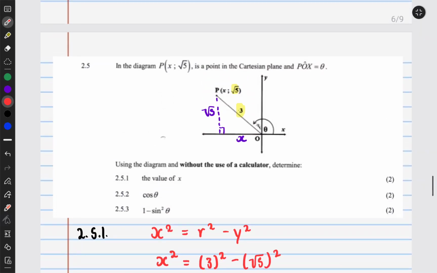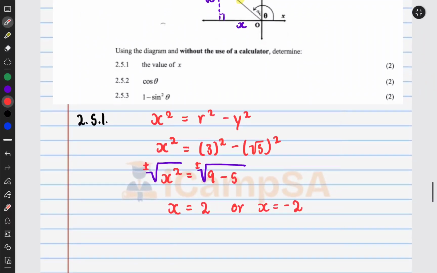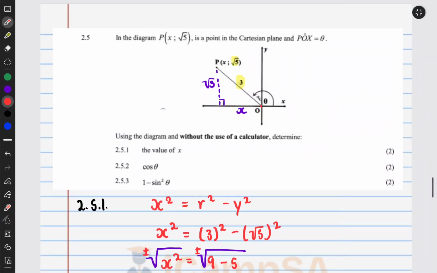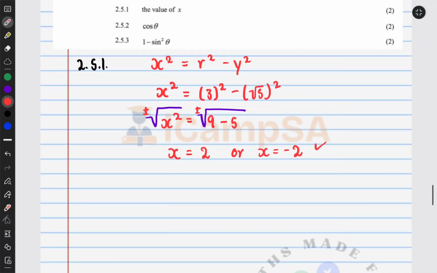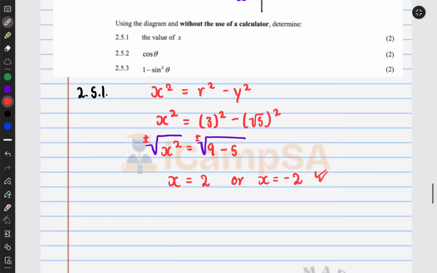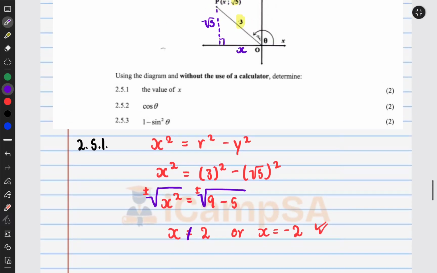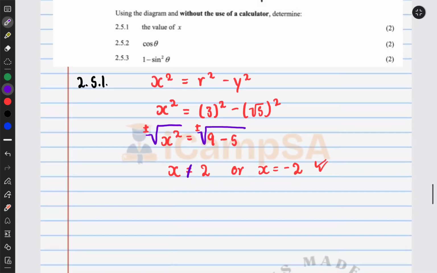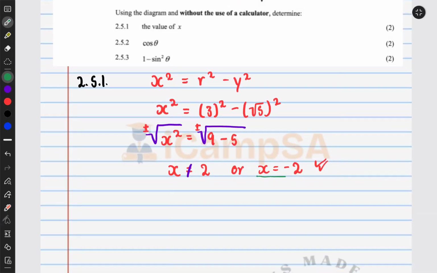And let's come here and see. When you see that the value of x is located to the left of the y-axis, it means that x is negative, because we have 0, and when we move in this direction you have a negative. So we'll go with x is equal to negative 2. x cannot be equal to 2 because we are on the negative side, which is quadrant 2 and 3. So x is equal to minus 2.